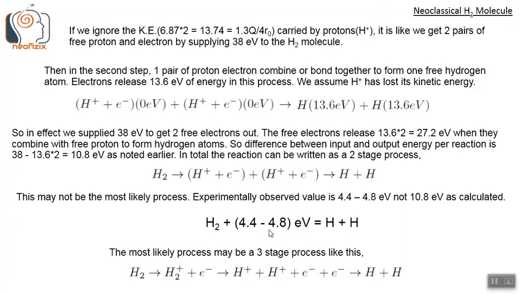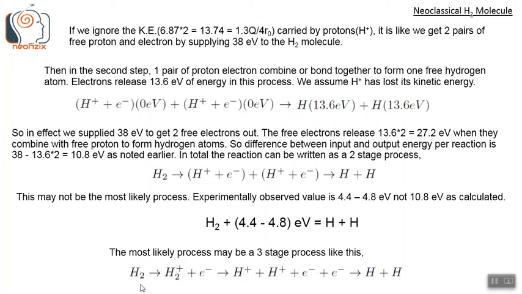So this is what we expect experimentally: H2 plus 4.4 to 4.8 electron volts. If we supply this much energy to the hydrogen molecule, we expect to get two free hydrogen atoms, H plus H. The most likely process may be a three-stage process like this shown here.